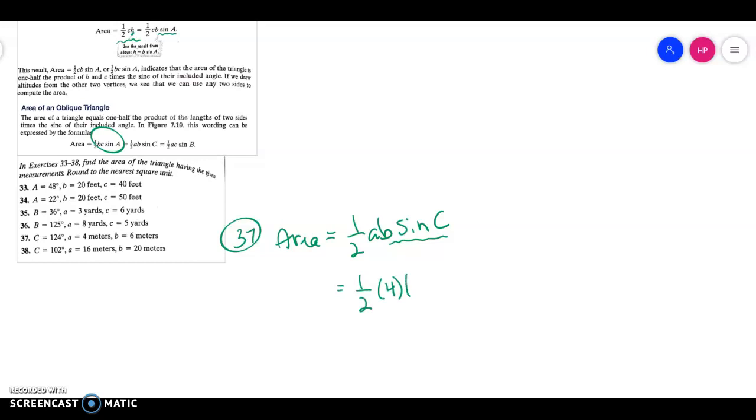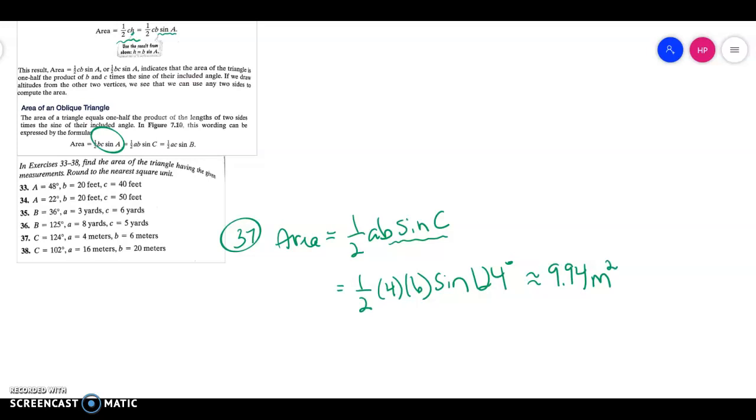So it's 1/2 of 4 times 6 times the sine of 124 degrees. And then it is, with all of these, making sure we had our calculators in degree mode. It should give us 9.94, and yay, I finally have units. This is meters squared because I'm calculating area.